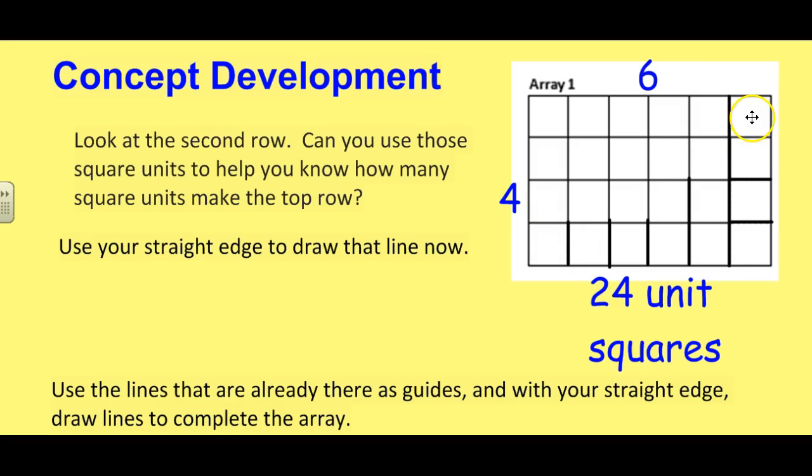Or sometimes if you can just look at the top row and the side row and know how many squares are going to be on the top and on the side, you really wouldn't have to finish filling it in. You would know what the area was by just multiplying the side lengths. Okay, so we're going to be using the second array that's on the back side of your paper now. So if you'll just flip your paper over to get that ready.